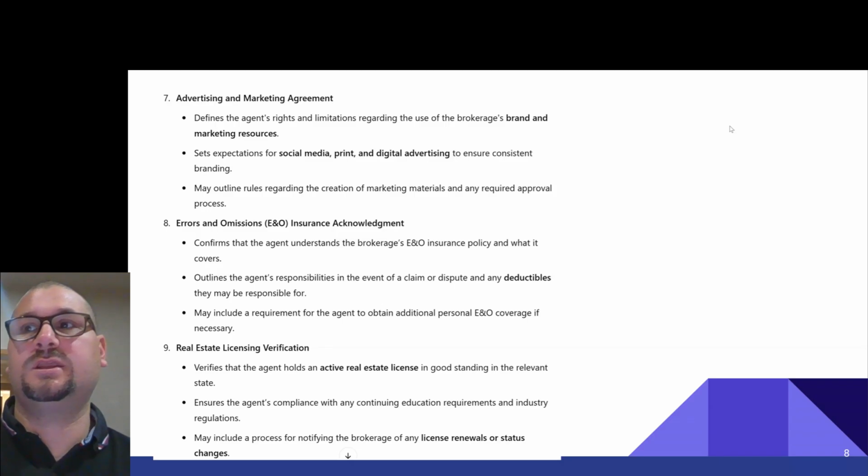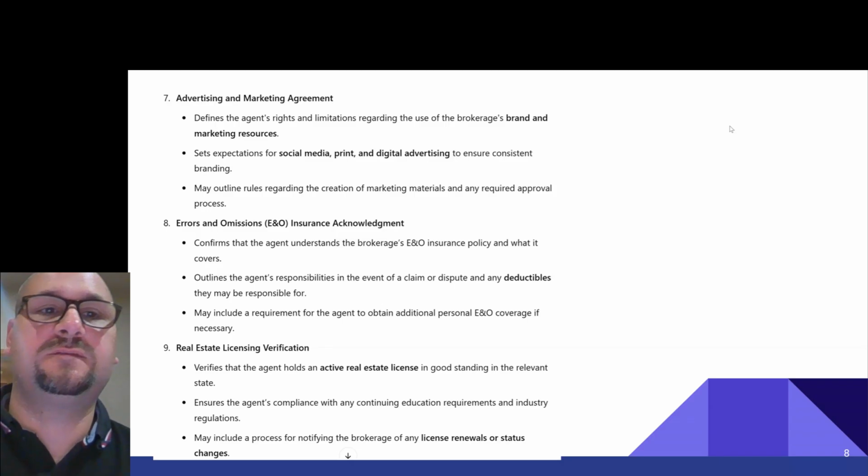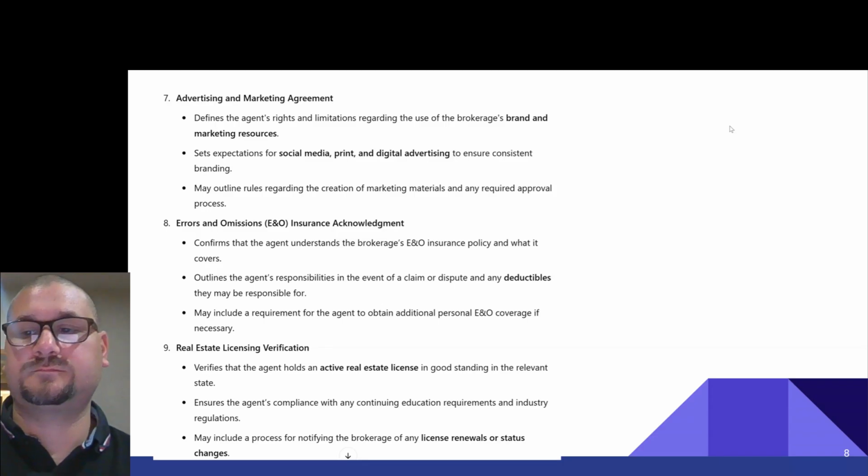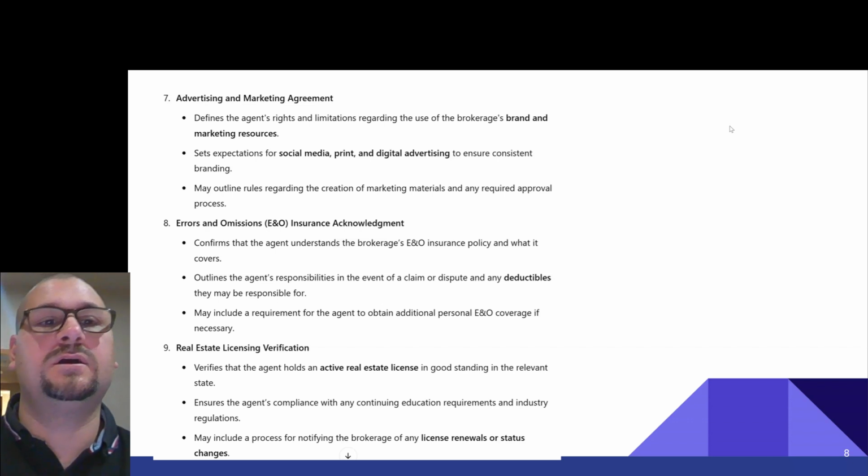Advertising and marketing agreement. This is going to define the agent's rights and limitations regarding the use of the brokerage's brand and marketing resources. It's going to set expectations for social media, print, and digital advertising. It's going to outline rules regarding the creation of marketing materials.